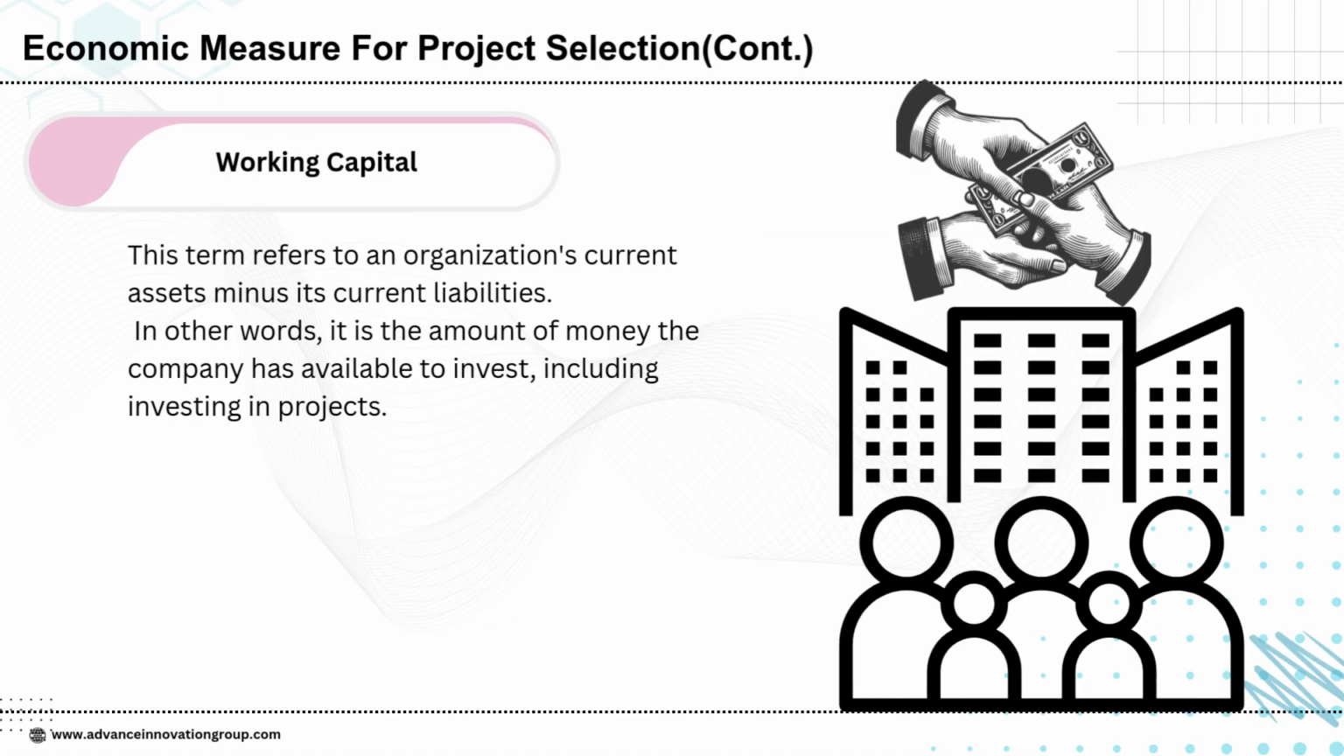Working capital is a key financial indicator that shows the liquidity and financial health of an organization by measuring the difference between its current assets and current liabilities. Essentially, it reflects the money that a company has readily available to support its day-to-day operations and to invest in new opportunities, including projects. A positive working capital indicates that the organization has sufficient resources to meet its short-term obligations and still invest in growth, while a negative working capital could signal potential financial challenges. When selecting projects, organizations often consider working capital as it directly impacts their ability to fund and sustain those initiatives.